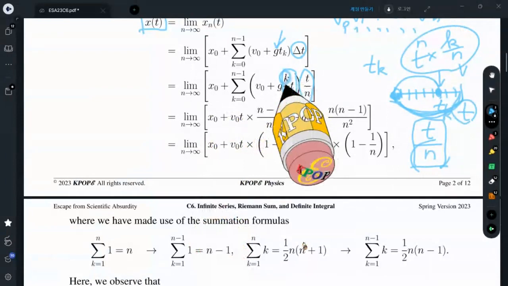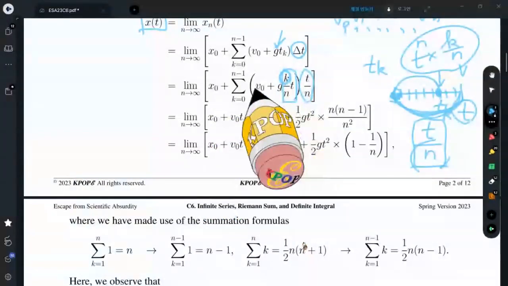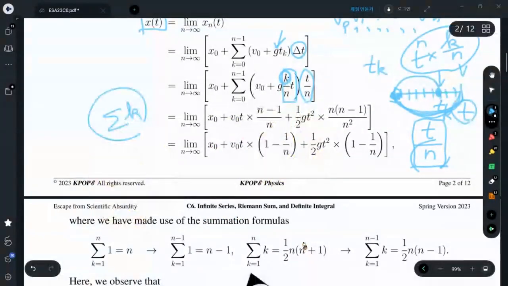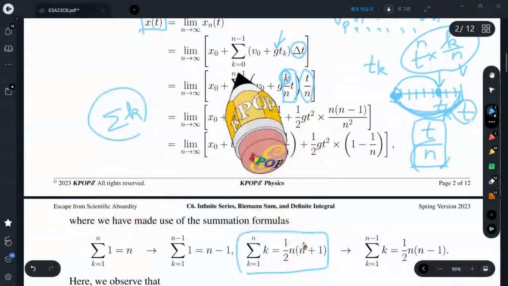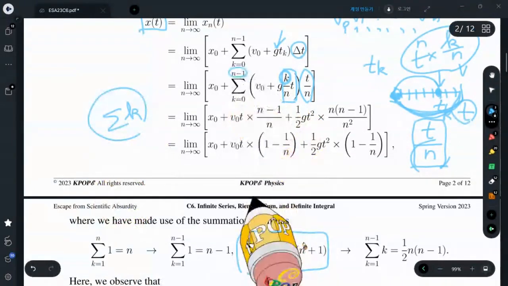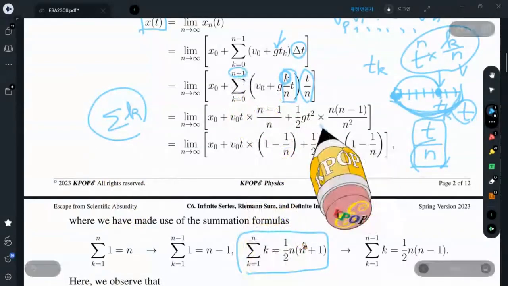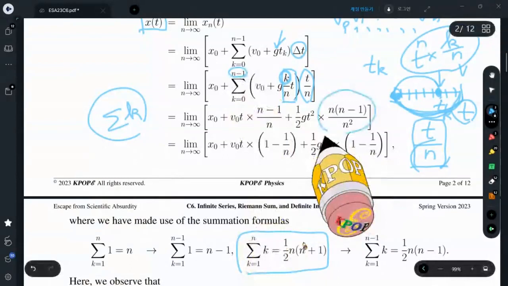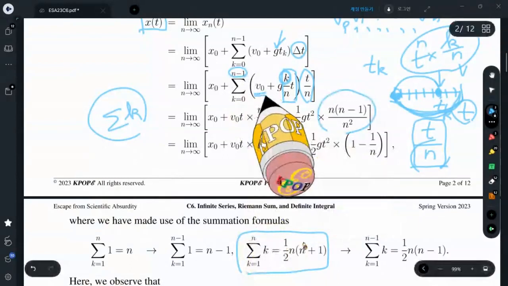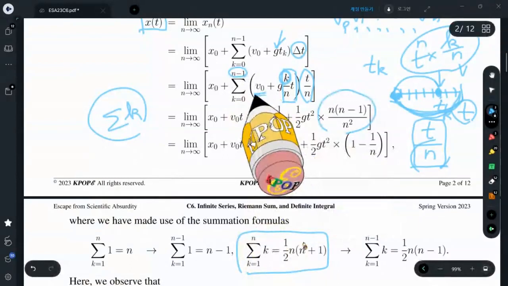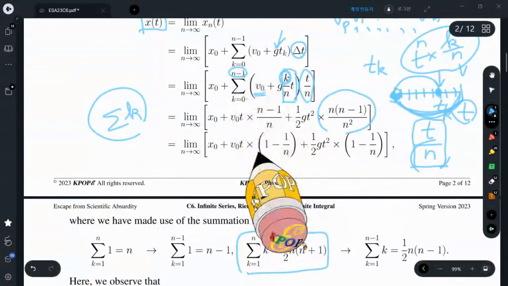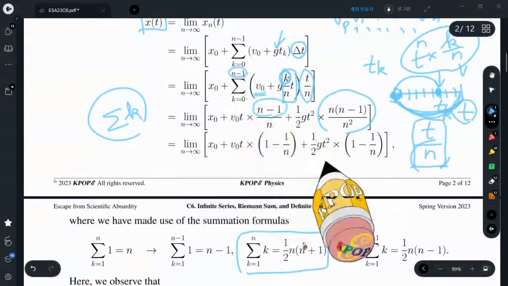Okay, this k dependence we know, sigma k, we make use of this formula. But our summation, the upper limit, is n minus 1 instead of n. Therefore, we have this form. In here, there is no k dependence. Therefore, it is constant. This sum is nothing but n minus 1.